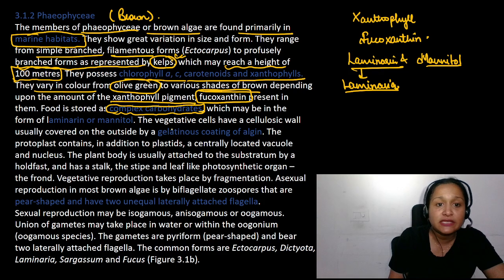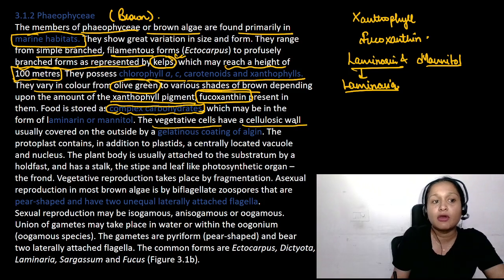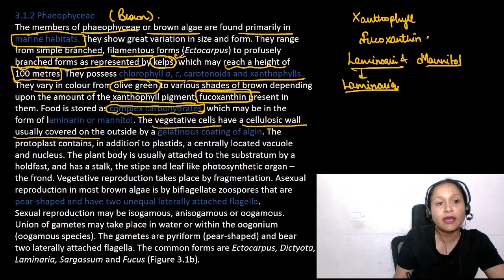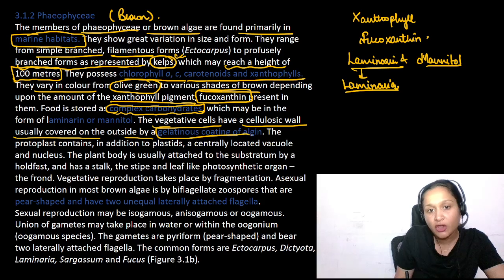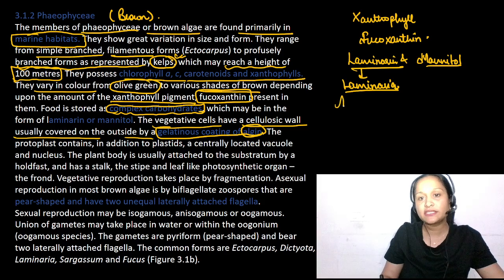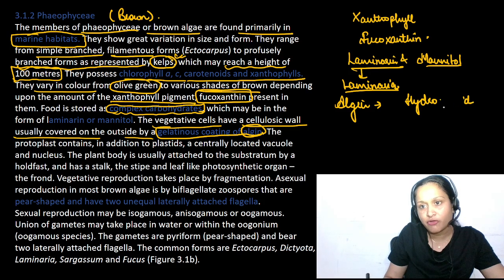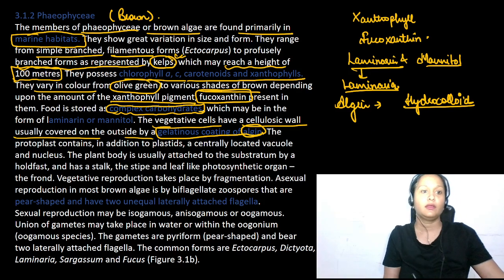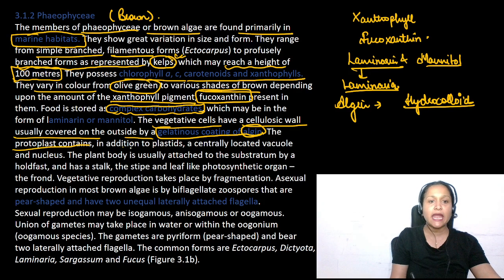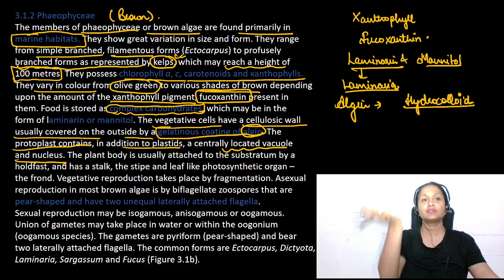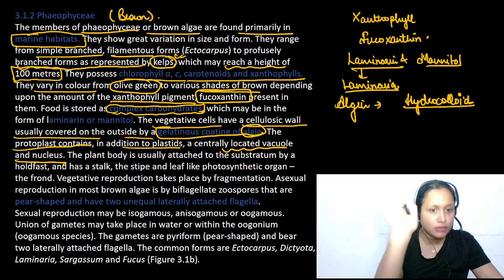Alright, now if you see the vegetative cells, they have a cellulosic wall usually covered on the outside by a gelatinous coating of algin. In the starting itself, we have seen algin. It is a hydrocolloid which is obtained from brown algae. The protoplast contains, in addition to plastids, a centrally located vacuole and a nucleus. That is not so important. Of course, in the cell you will see a vacuole and a nucleus, right?